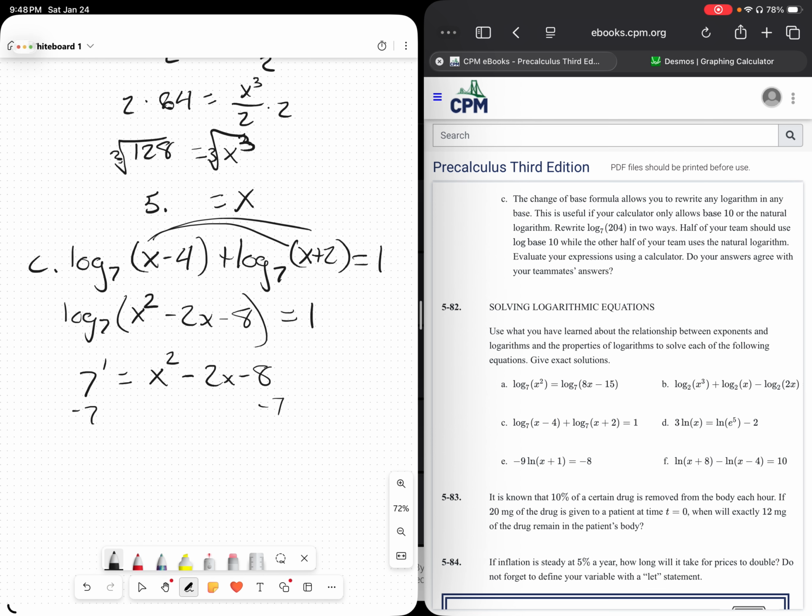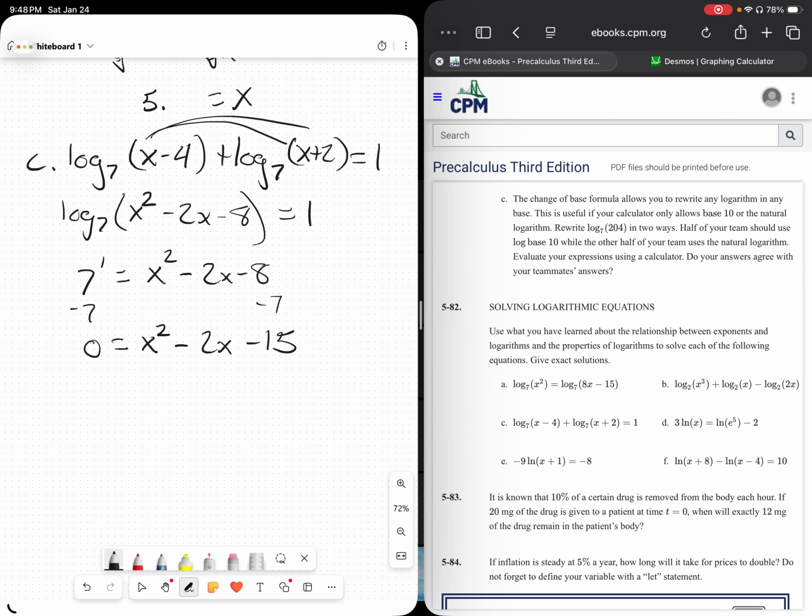Subtract 7 over, because we have this quadratic that we need to set equal to 0. And so we get x squared minus 2x minus 15. We will factor. Factors of 15 that subtract to 2. Look at us, we get 3 and 5 again. So -5, +3 to give us a -2. We would set those equal to 0 and solve.